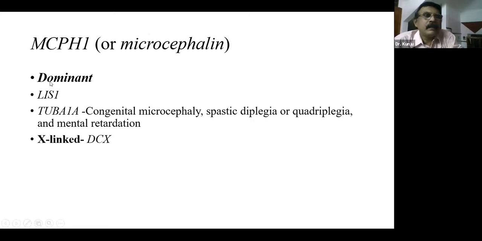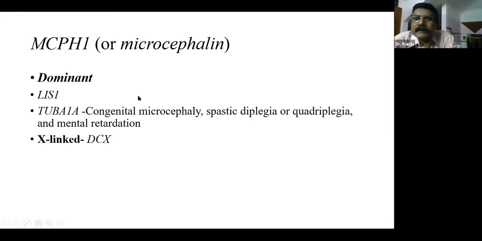Then other mutations are the LIS1 mutation, and then TUBA1A, because tubulin related, this is a lissencephaly related mutation, especially the common form of lissencephaly. And TUBA1A, congenital microcephaly, spastic diplegia, and X-linked microcephaly, as I have mentioned, there can be a double cortex or DCX related microcephaly. So these are the congenital malformation related microcephalies.